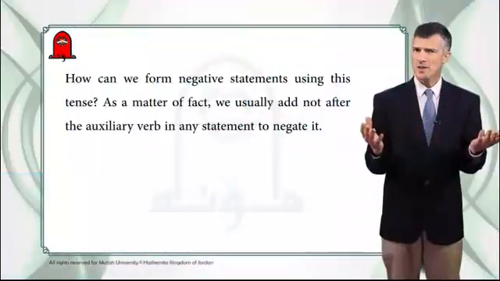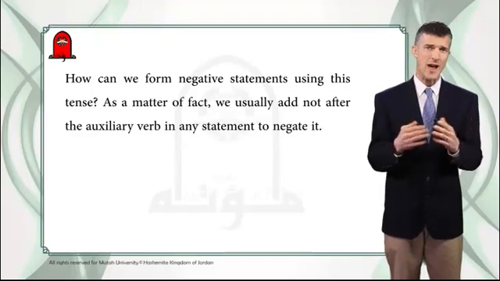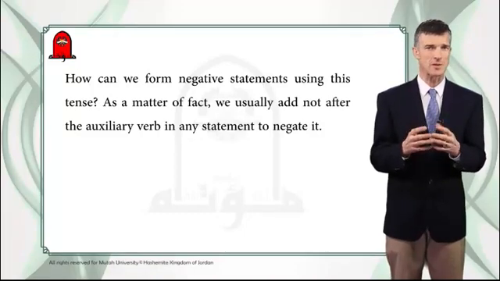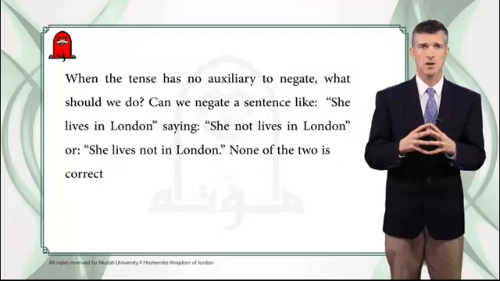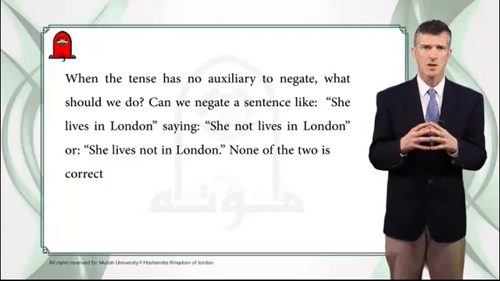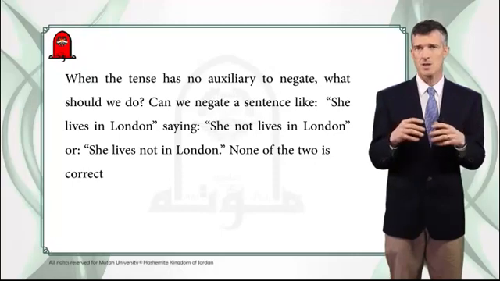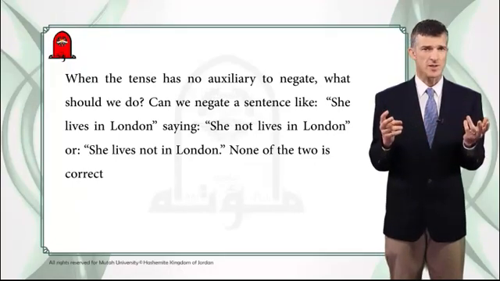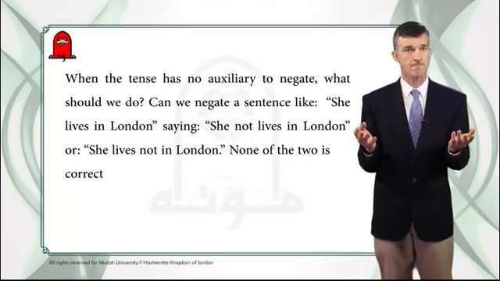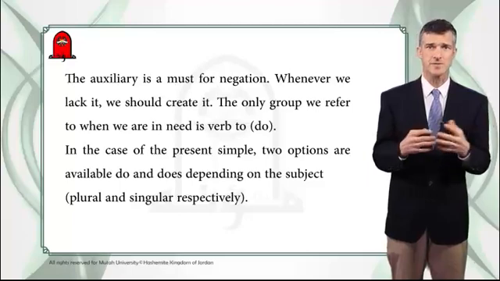How to form negative sentences in the present. Negation. How can we form negative sentences using this tense? As a matter of fact, we usually add not after the auxiliary verb in any statement to negate it. When the tense has no auxiliary to negate, what should we do? Can we negate a sentence like, she lives in London, saying, she not lives in London? Or, she lives not in London? None of the two is correct. The auxiliary is a must for negation.